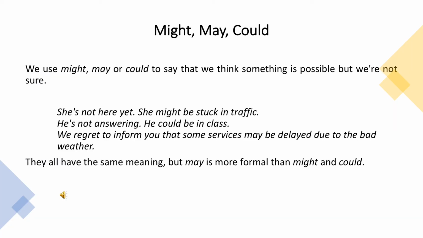The second group of modal verbs includes may, might, and could. We use these modal verbs to say that we think something is possible, but we aren't sure. For example, she isn't here yet. She might be stuck in traffic. Or, he isn't answering. He could be in class. We regret to inform you that some services may be delayed due to the bad weather. They all have the same meaning, but may is more formal than might and could.